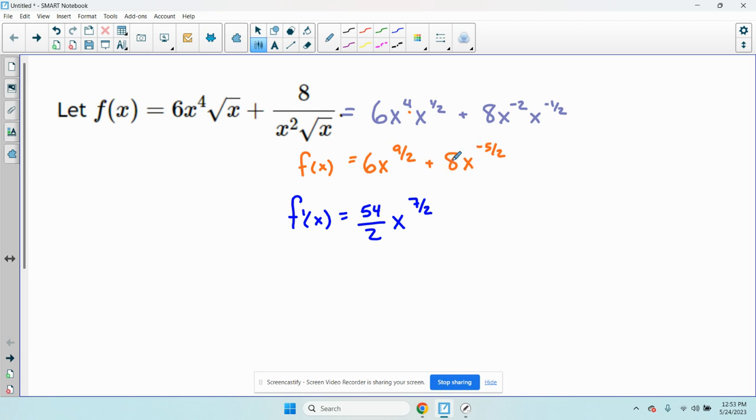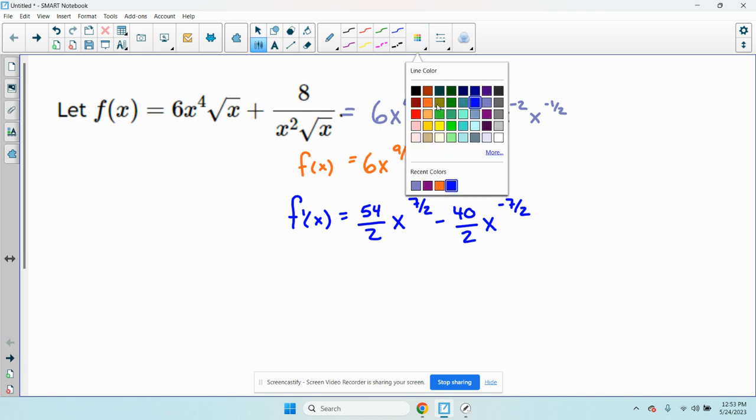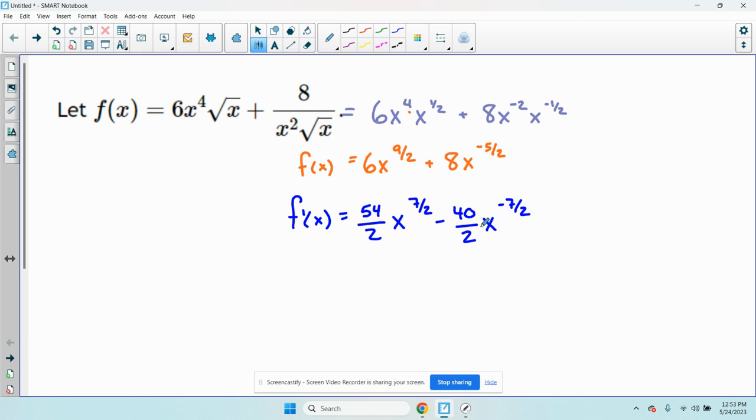The next term is going to be 8. Bring down the -5/2. 8 times -5/2 is -40 halves. X to the -5/2 minus 1. -5/2 minus 2/2 is -7/2. So really the only thing we can do from here is, I don't think they want you to put this back in the denominator. I think you can maybe leave this the way it is.